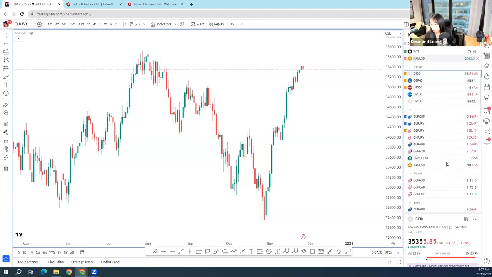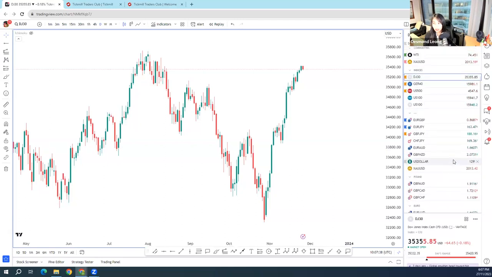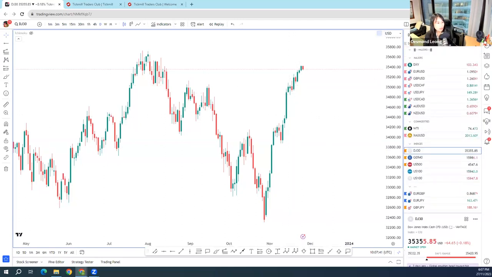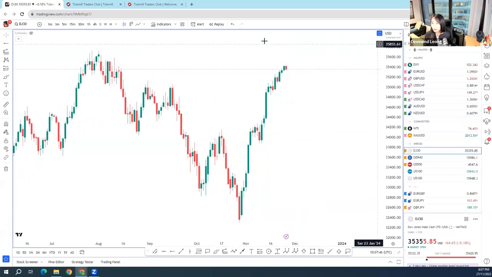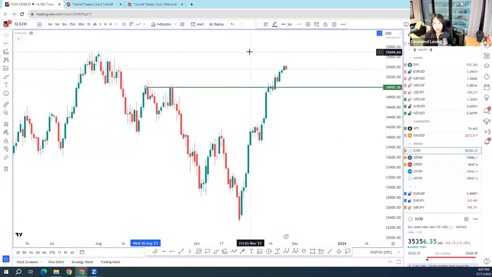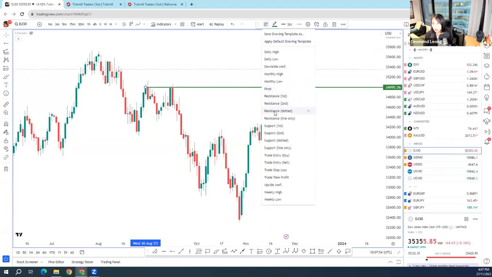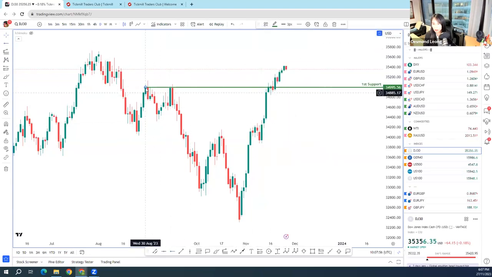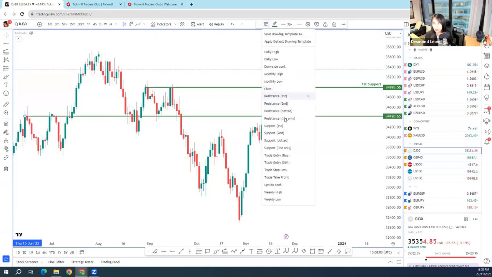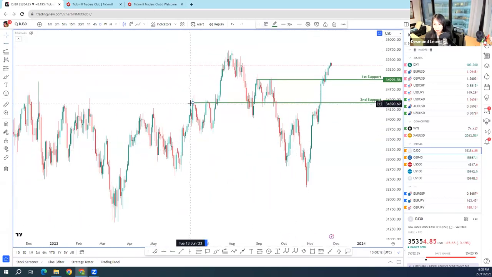Okay, I see gold. We will look through gold later on after the Dow Jones 30. And this can be a first support. It's a pretty nice multi-swing high. And then this can be a second.